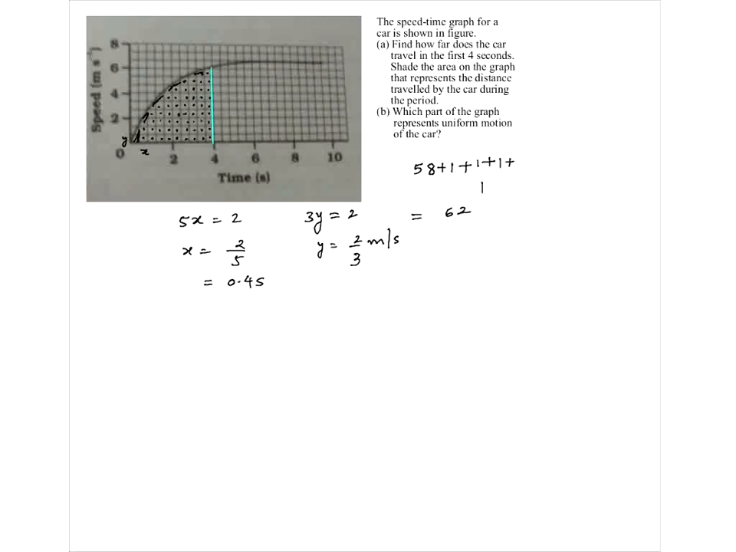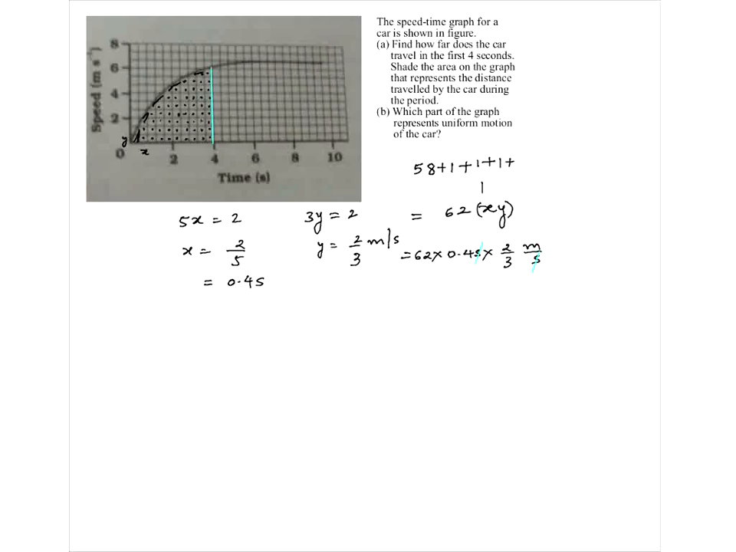Area is 62 times one box. But area of one box is xy. Each box is like a rectangle. So 62 boxes will have 62 xy area, which is 62 into 0.4 second into 2 by 3 meter per second. Second will cancel out.